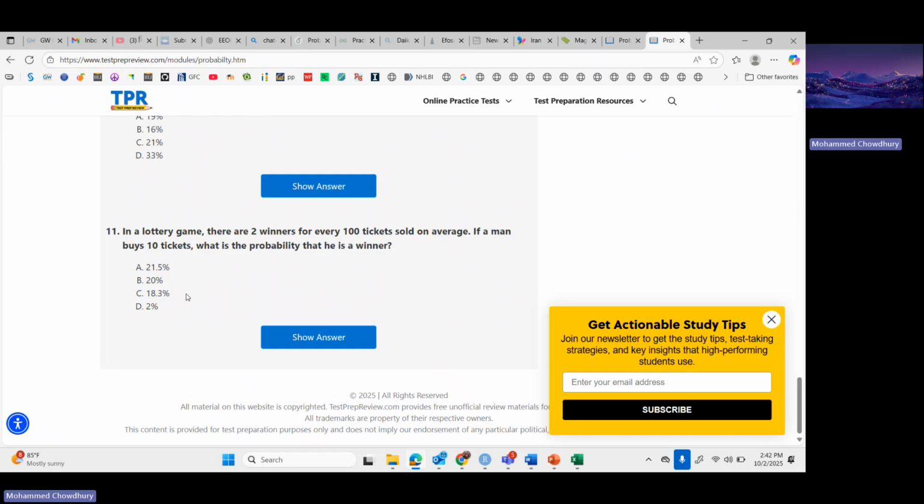In this case, if you find no winning of the ticket, then 1 minus no winning means winning. So first ticket no winning 0.98, second ticket no winning 0.98, all 10 tickets no winning 0.98 to the power 10, and then 1 minus that equals the probability of winning.